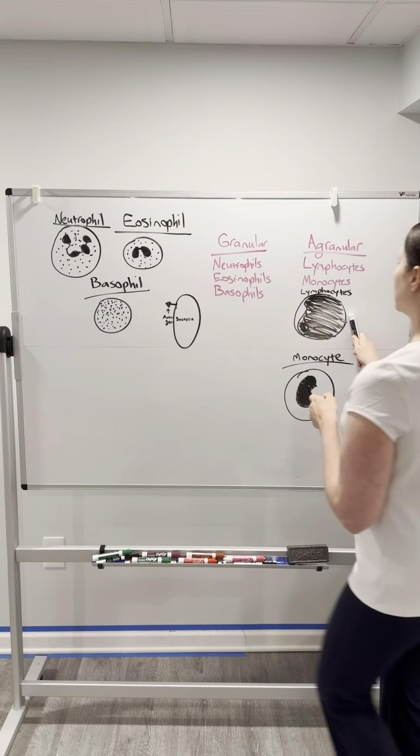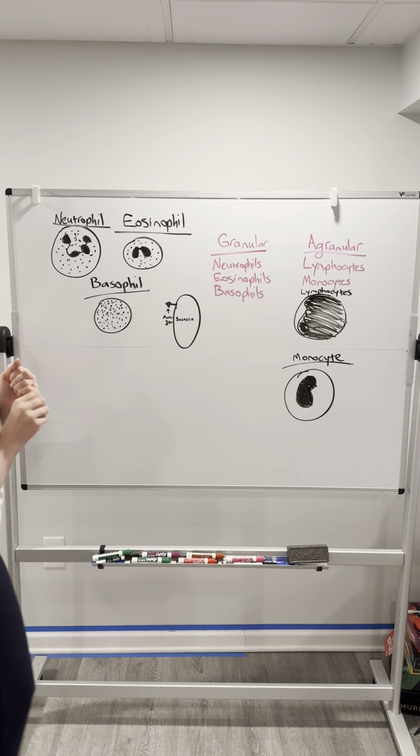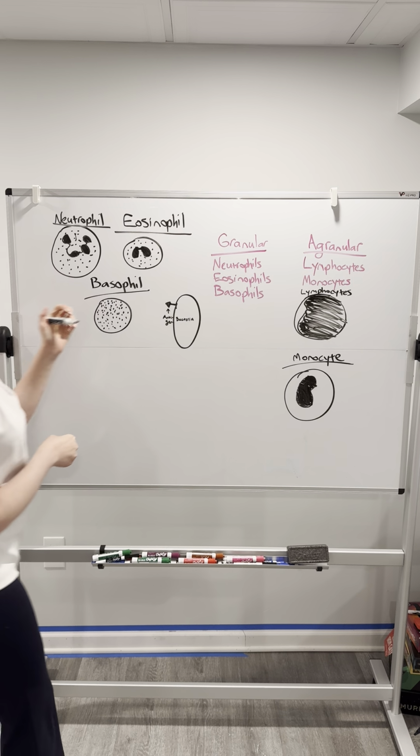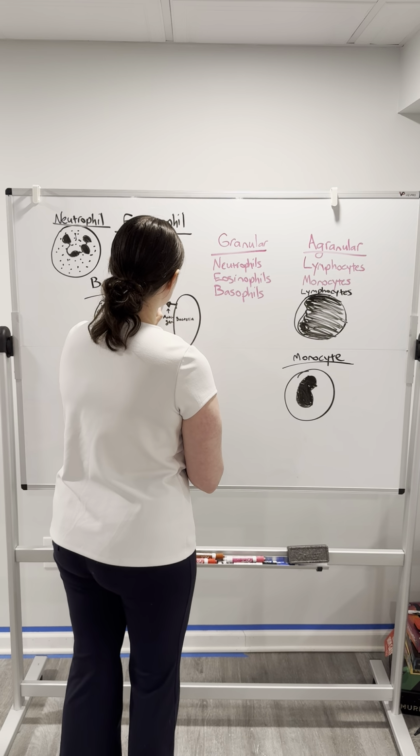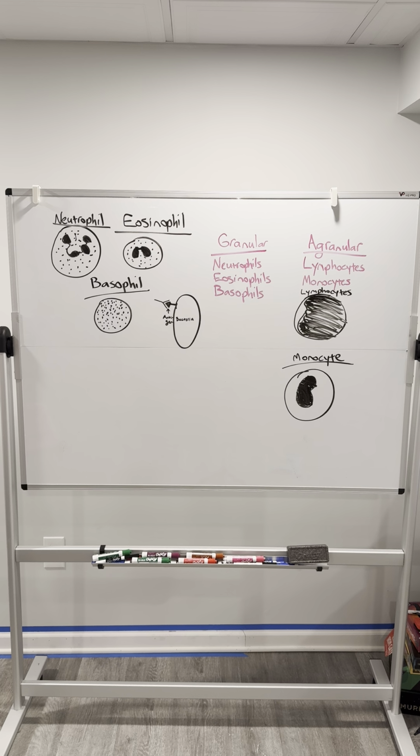B cells can create antibodies that can bind to these antigens and destroy them. So B lymphocytes are very, very important for our immune system. We'll talk a lot more about them when we get to the lymphatic system, immune system.